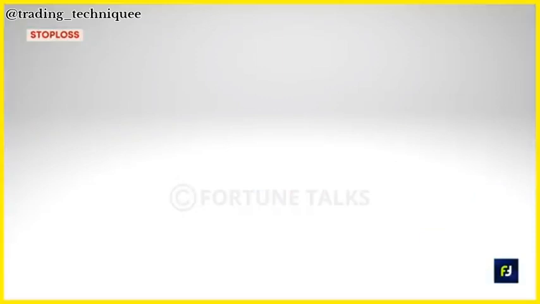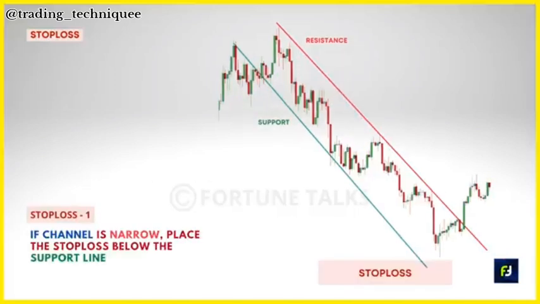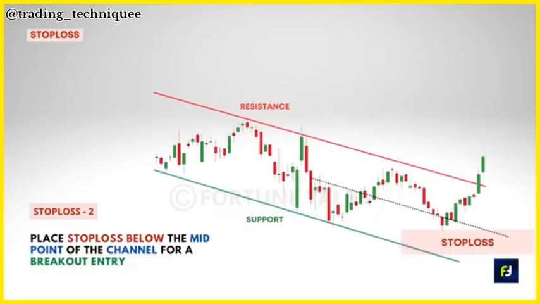So we will discuss the stop loss for a breakout above the resistance level. As mentioned earlier, the stop loss of the channel pattern will depend upon the width of the channel. If the channel is too narrow, we can think about placing the stop loss just below the lower trend channel line. But if the channel is too wide, then we need to think about a different stop loss, because if we place the stop loss below the trend channel line like before, the reward to risk will be poor. So for a breakout entry, you can place the stop loss just below the midpoint of the channel from where the breakout happened.